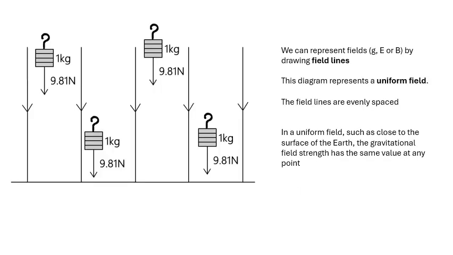Now, we can represent fields, either electric fields or gravitational fields or magnetic fields, by drawing field lines. And looking at these field lines, I can tell that that is a uniform field because the lines are evenly spaced and they are straight lines. And that tells me that the field strength is the same everywhere. The gravitational field close to the Earth is approximately uniform. We can consider it to be a uniform field. It's 9.81 newtons per kilogram everywhere close to the Earth.